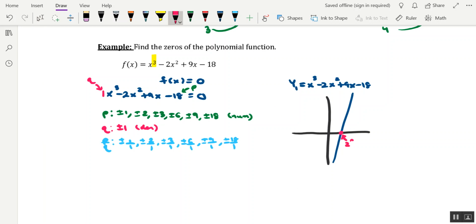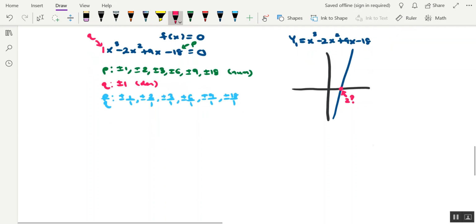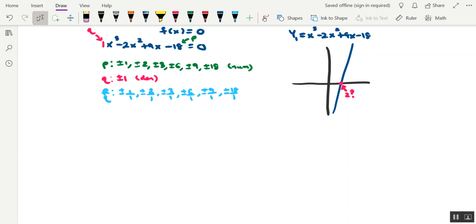So that's going to be our guess, and that's not a bad guess to make, because if you notice in our list for p over q, 2 actually happens to be part of that list. So what we're going to do with the 2 is some synthetic division.